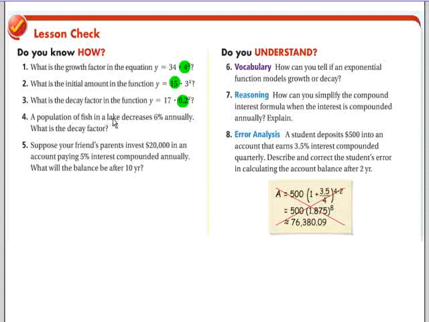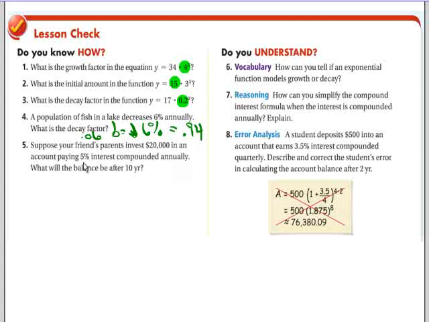A population of fish in a lake decreases 6% annually. What is the decay factor? Well, we have a couple items working here. We know it is a decrease of 6%, but the decay factor, if you lose 6%, you have 94%, so 0.94. Some books will interchange these. I'll take either, because I understand that you understand what you're doing. So you can tell me decrease 6%. Remember, 6% is 0.06. And what you're actually going to use in the equation, so that's why I think this is the most important one, is 0.94.